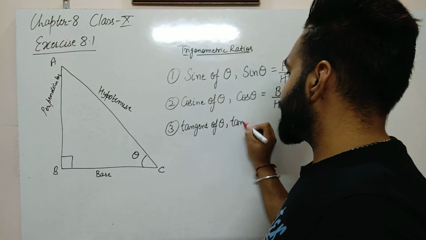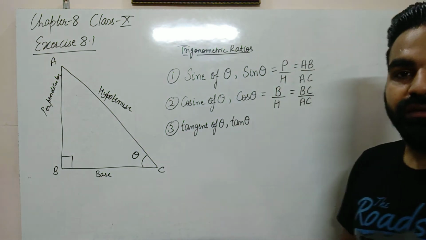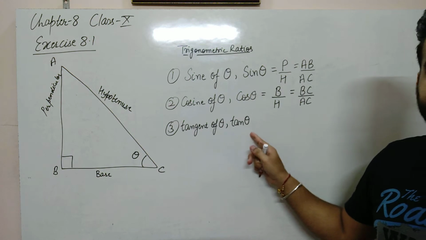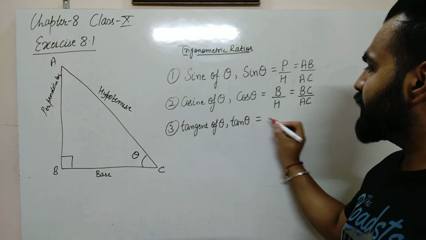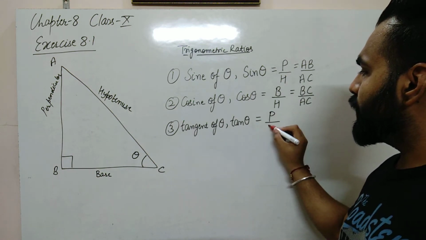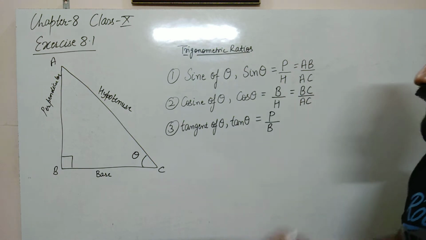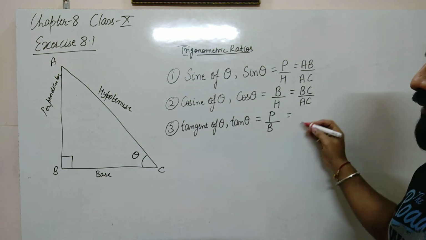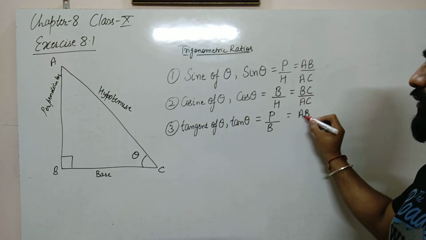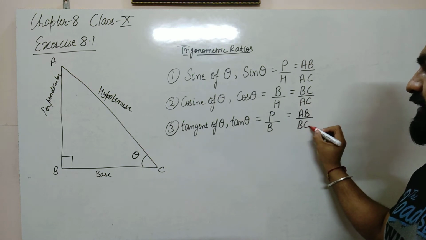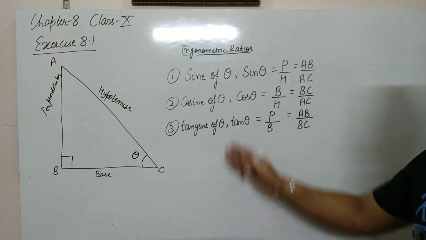This is written as tan theta. Tangent of theta, that is tan theta. This is equal to P upon B. P by B means perpendicular by base, AB upon BC. So this is the third.